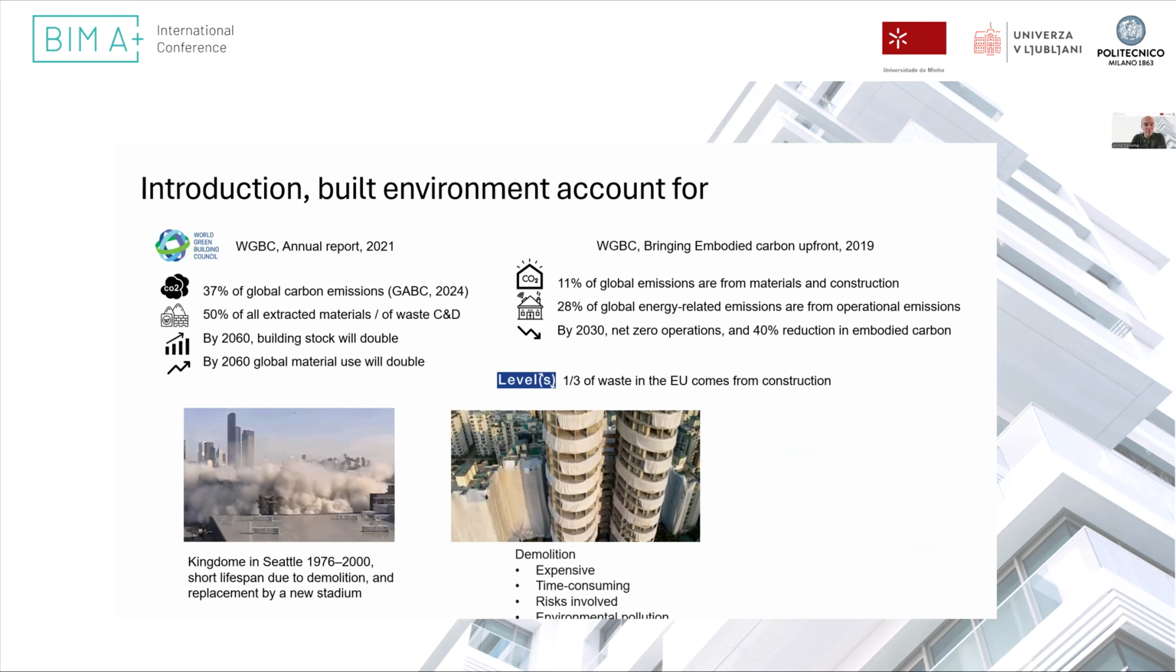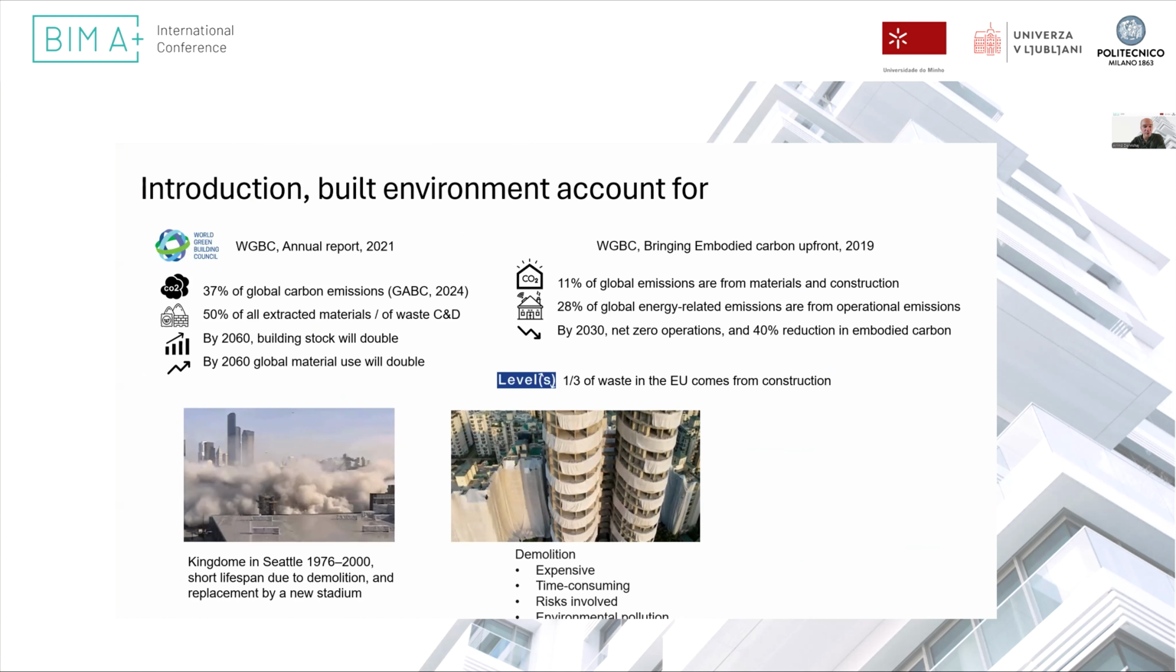We know that the built environment is responsible for a large share of global CO2 emissions, as well as almost half of all extracted raw materials. And further, it is expected that the building stock will double by 2060. And also, material usage is expected to grow.